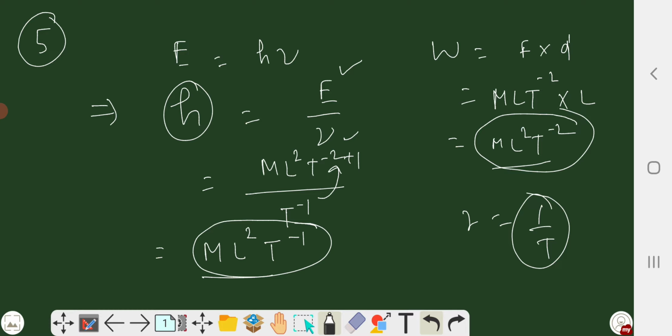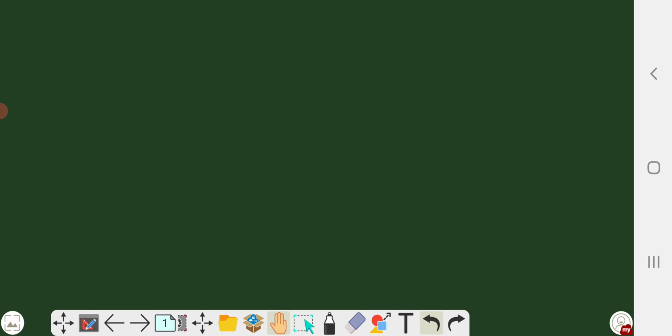Okay, now we are moving towards the next question, question 6. There are 3 parts in question number 6, A, B and C. A, find the dimension of the specific heat capacity C, B, the coefficient of linear expansion alpha, and C, the gas constant R. Okay, and there is a formula given for each part. For the first part, you are asked to use the formula Q equals m c (T2 minus T1).